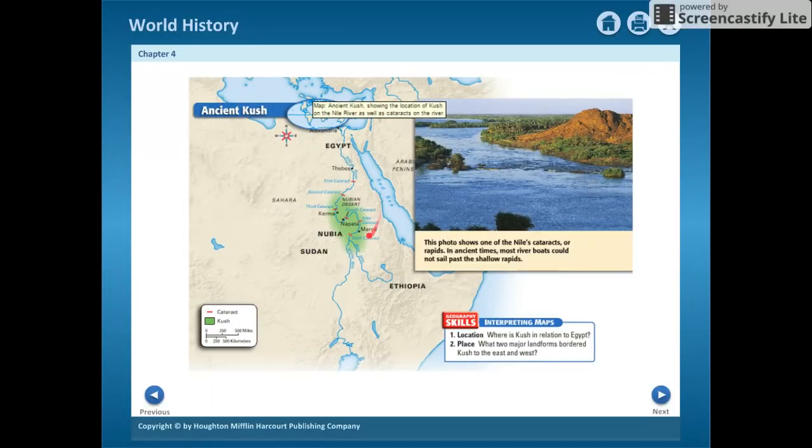Here's a map I showed you at the very beginning. Again, the green is Kush, and you can see these little dashes are the cataracts. I can't zoom in, but you can see one of the cataracts right here, rapids right here. There's a difference in elevation there, and if someone tried to go over that with a boat, the boat would get destroyed. So this photo shows one of the Nile cataracts or rapids. In ancient times, most riverboats could not sail past these shallow rapids.